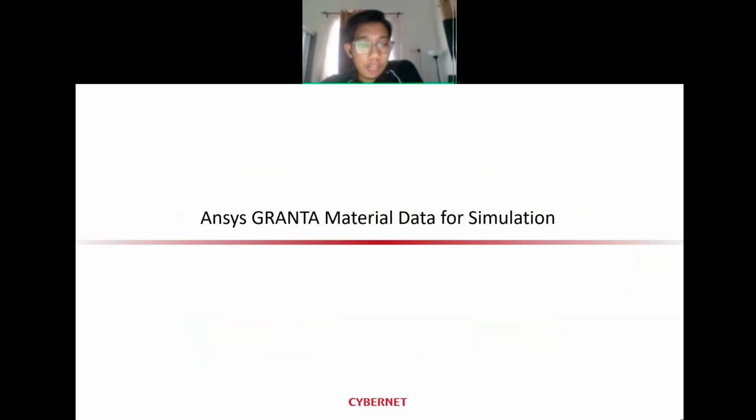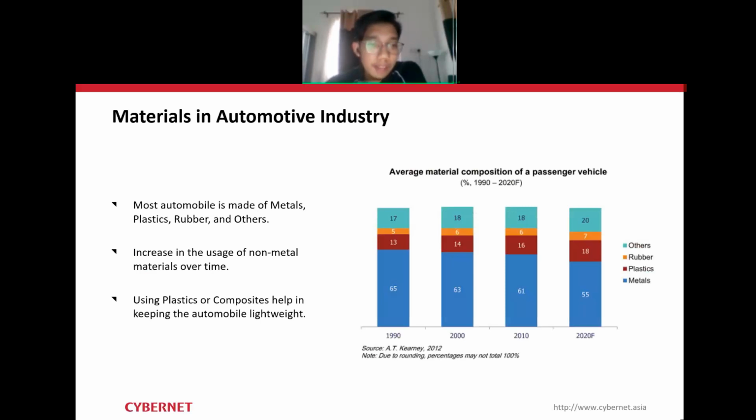Okay, so next I would like to talk about perhaps the most important component when we talk about structural simulation, which is the material data. The next part is going to be a little overview of the Ansys Runtime Material Data for Simulation, or Ansys Runtime MDS for short, which is essentially a detailed and comprehensive material data library for simulation.